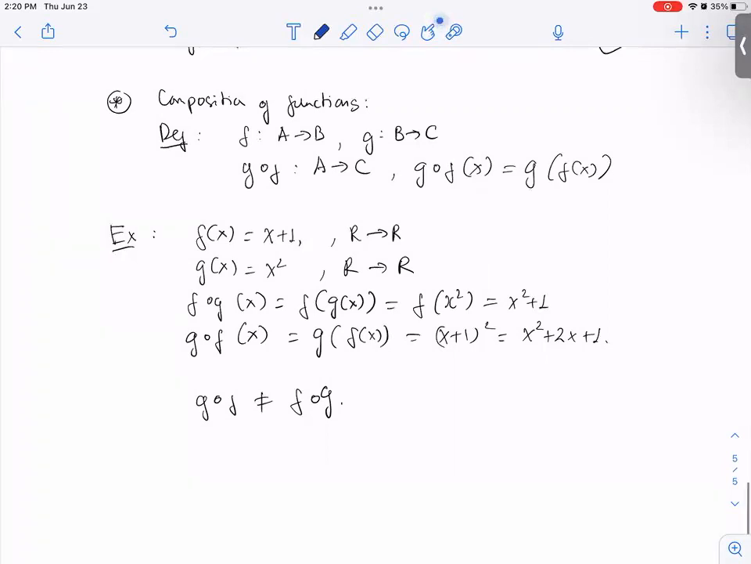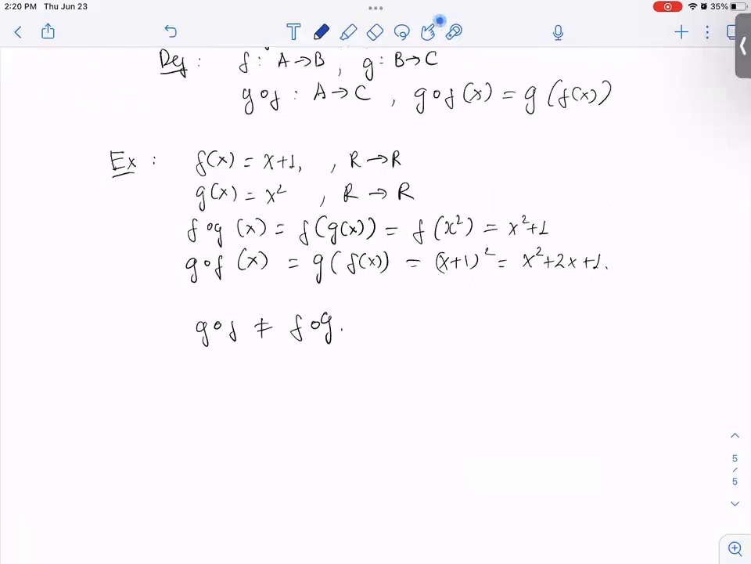Again, here is an example. Here's a function f(x) equals x plus 1. This is a function from the set of real numbers to itself. And then the function g(x) equals x squared, again a function from the real numbers to itself. Then the composition of f and g is evaluated as follows. It's going to be equal to f(g(x)). g(x) equals x squared, so it's going to be f(x squared), which equals x squared plus 1.